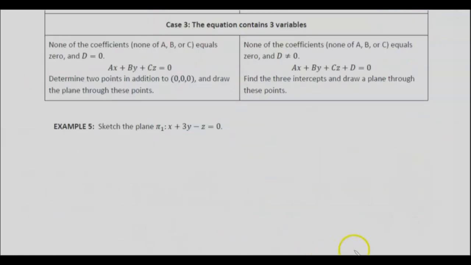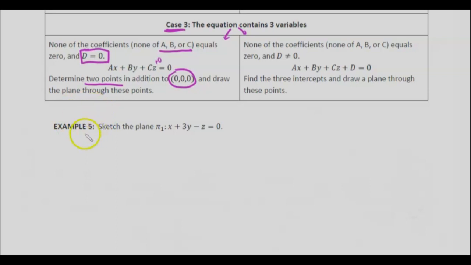Okay, now, case 3, the equation contains 3 variables. So again, under this case, there's going to be 2 situations. First, if it contains 3 variables, none of the coefficients a, b, or c equals 0, and we're going to have the first situation where d equals 0. So we have the entire equation except there's no d value: ax plus by plus cz equals 0. What we're going to do is determine 2 points in addition to the origin, and we're going to draw the plane through these points. That's it.